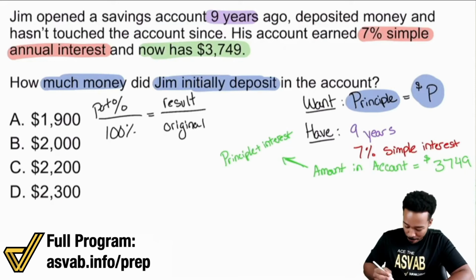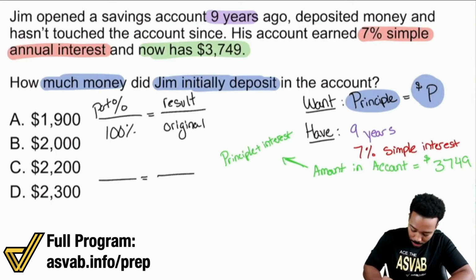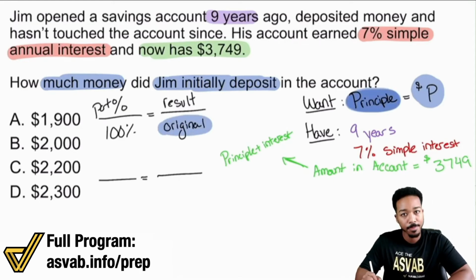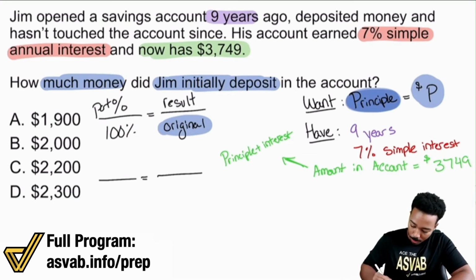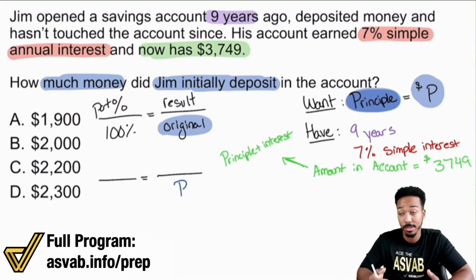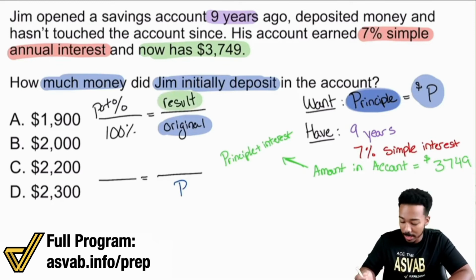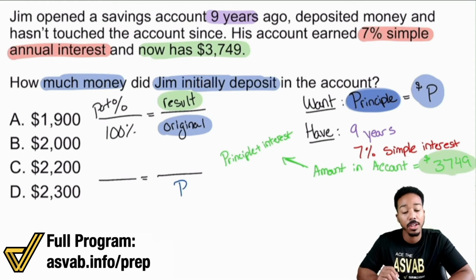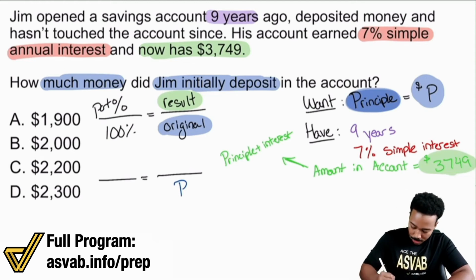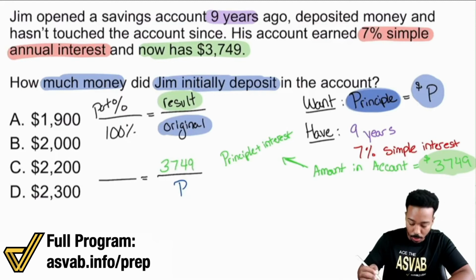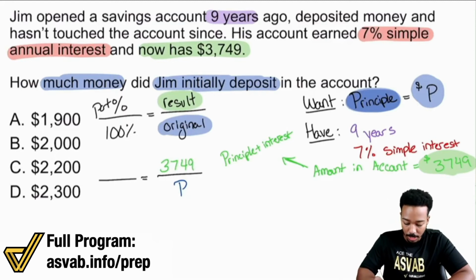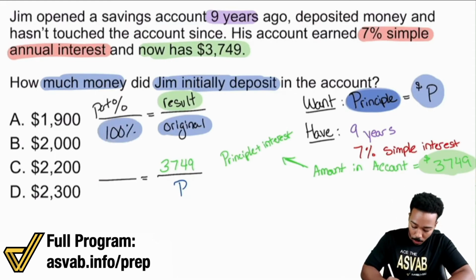Let me show you here. If I start filling out the right side, what's my initial amount? The original. That's the principal, right? So I'll write my principal out right here, P. I don't know what it is, I don't care. And what goes up top? What's the result that we're looking at? Well, that's the amount in the account, and the amount in the account is 3,749. Now, what are we going to put on the left side? The left side needs to match up, because the original amount will be 100%.